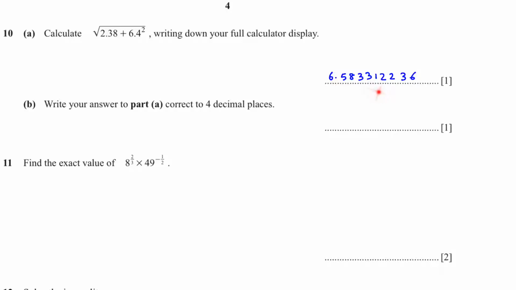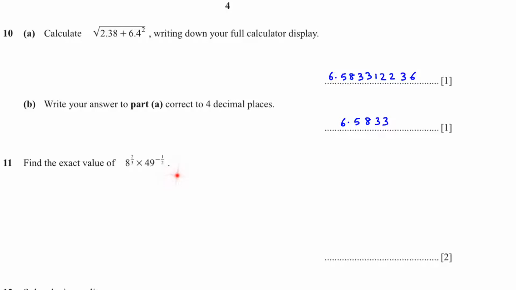Always look at the number after the number they tell us to round to. If it is 5 or more than 5, we will add a 1. But in this case, we have here 1. So the answer is going to be 6.5833.